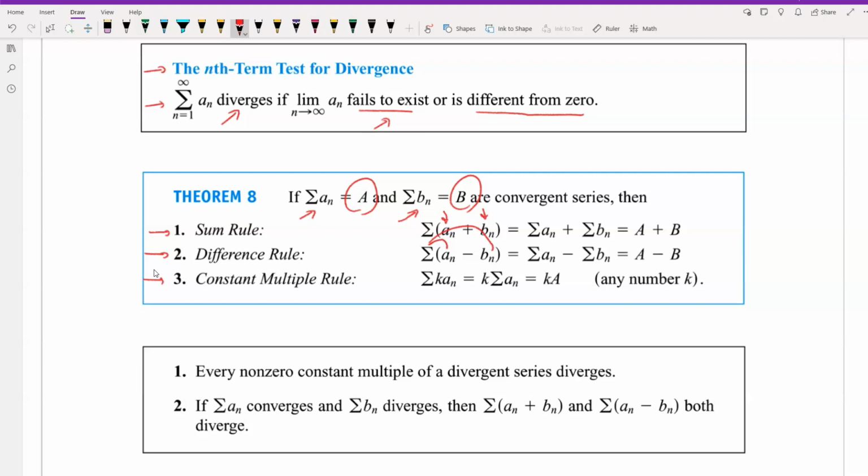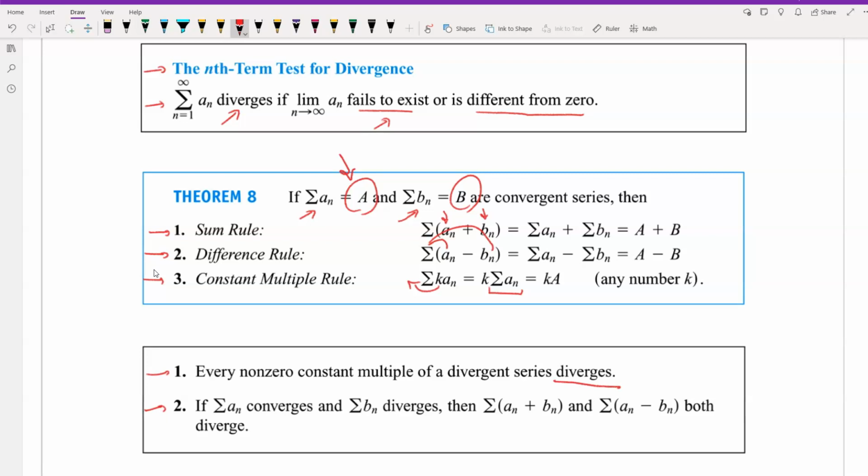Constant multiple rule: the sum of k times a sub n is equal to, moving this to the left side of the sum, k times the sum of a sub n, and that is equal to k times A, based on what is given here, and k is any number. Every non-zero constant multiple of a divergent series diverges.